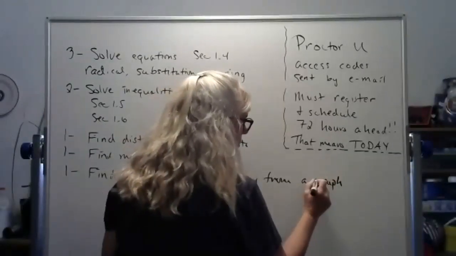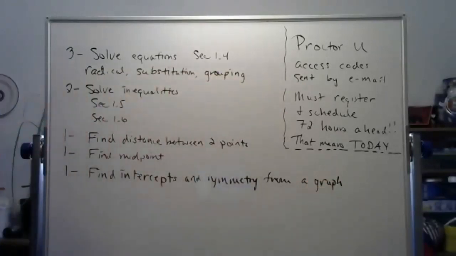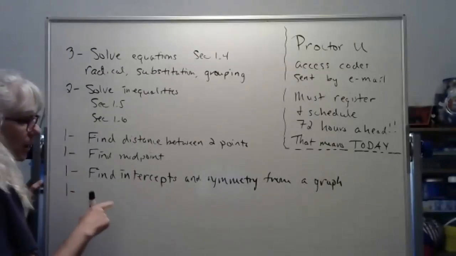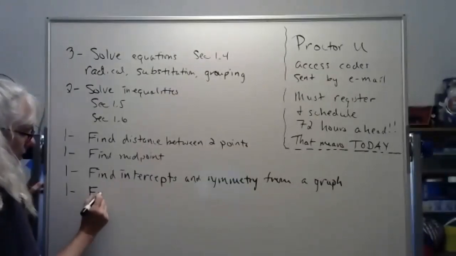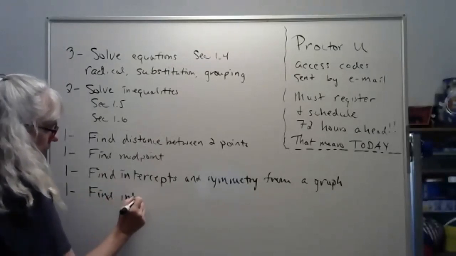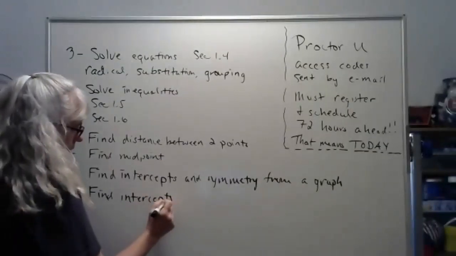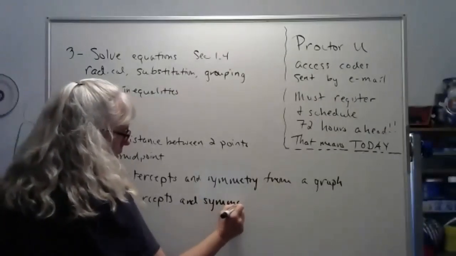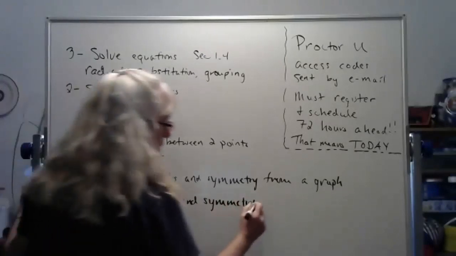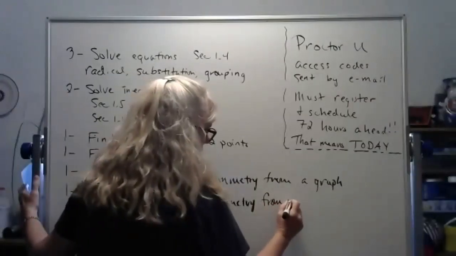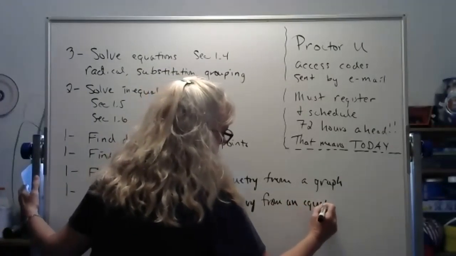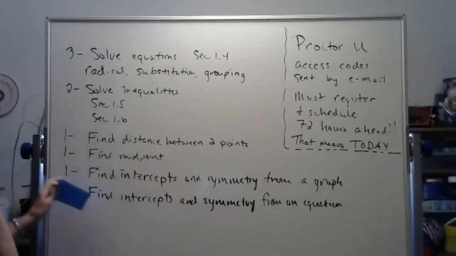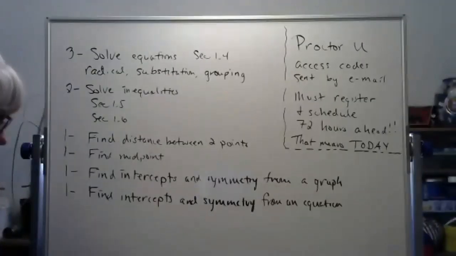You just have to be able to read that picture and find the intercepts and tell what type of symmetry it has. Then you'll have another problem that's going to ask you the same thing, to find the intercepts and the symmetry again, from an equation. So from a graph should be the easy one. From the equation is going to be the more challenging one.